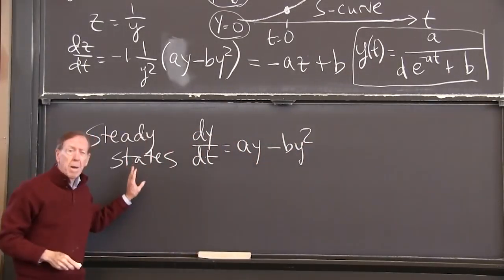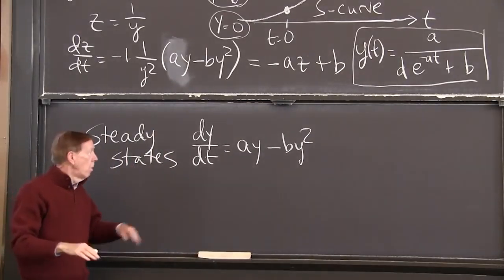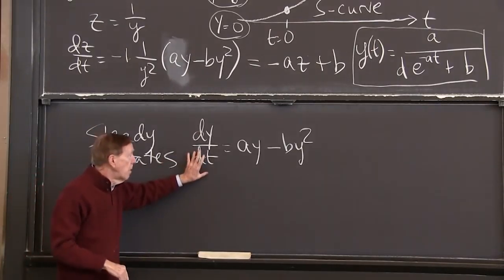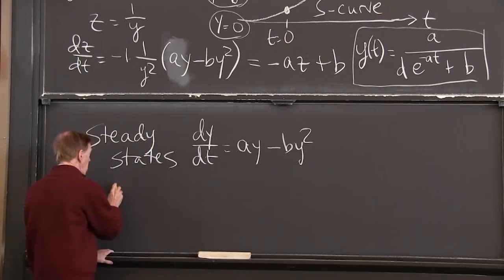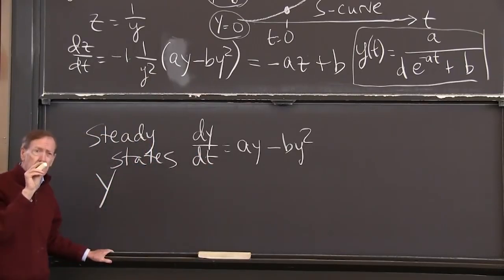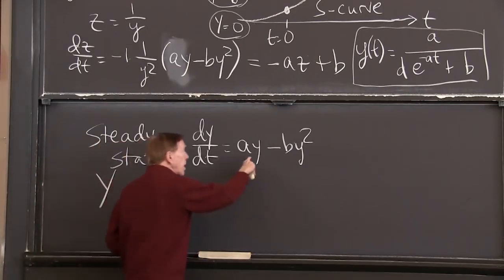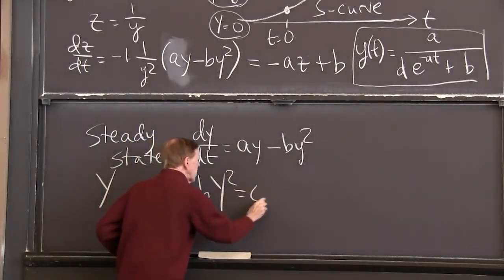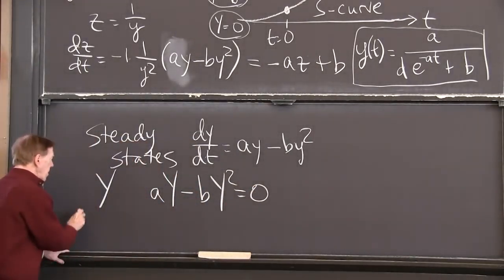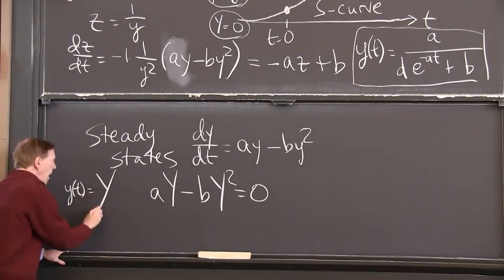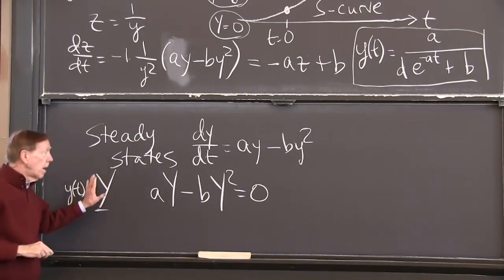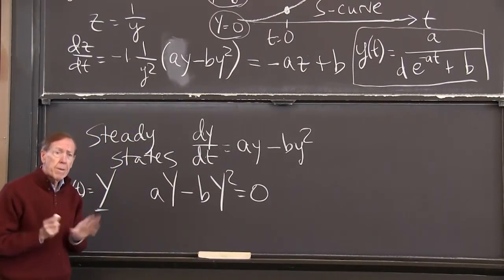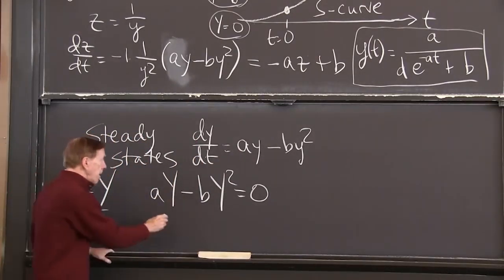A steady state is a value of y where the derivative is 0. Nothing happens. It just sits there. So if that is 0, so a steady state, let me use capital Y for steady state. Those are just numbers. They're the numbers where this is 0. A y minus b y squared is 0. You see that if I start out at capital Y, a steady state, that is 0, the derivative is 0, I stay there. And there are two possibilities.